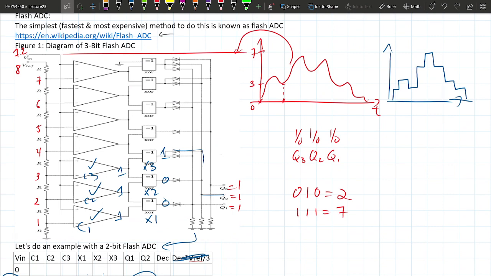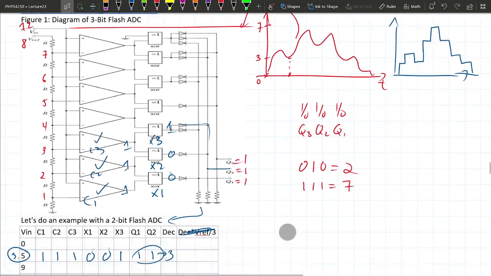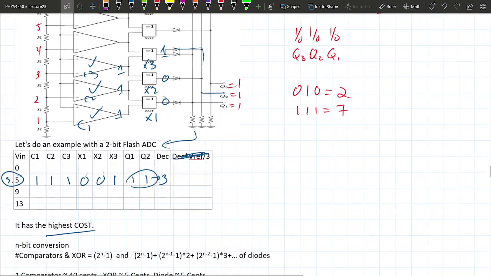An XOR gate, maybe 10 cents, even cheaper. A diode is 10 cents. You can see that to convert 3 bits, only 3 bits, it's going to cost you about like 10 bucks already, right? Okay, maybe not 10, maybe 5, 6-ish, okay?